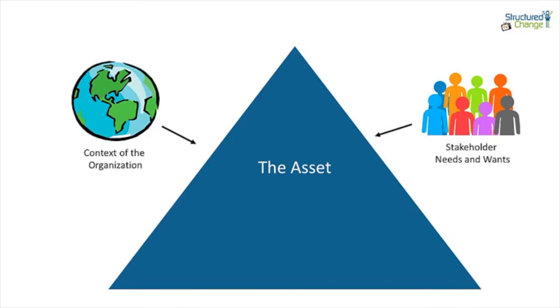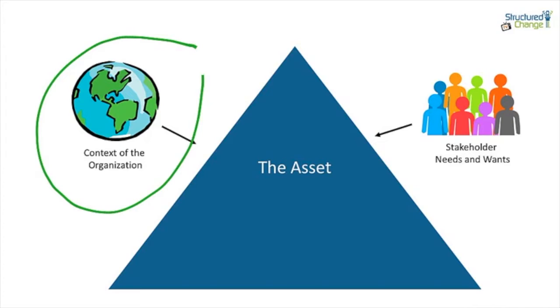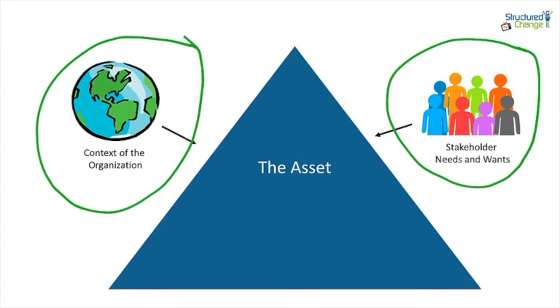Moving on, the asset then needs to consider two important areas. Now, this is relevant in section 4.1 and 4.2 of ISO 55001 because we're very interested in what is the context of the organization. And there's another video on that on Structured Change TV you can visit. And of course, what are the stakeholder needs and wants? And of course, that's another video at structuredchange.tv.